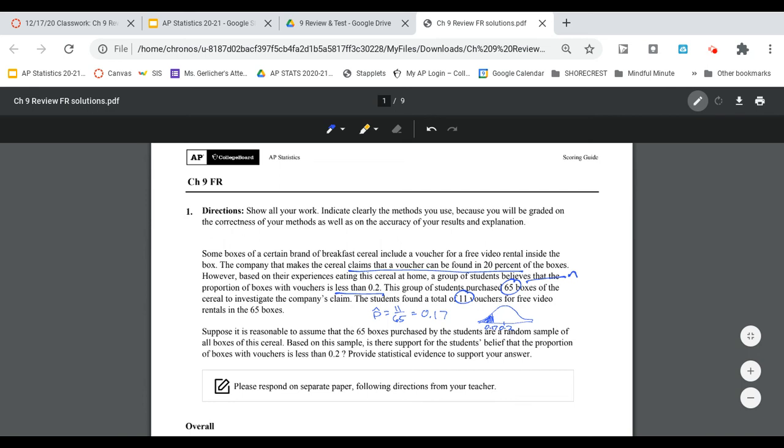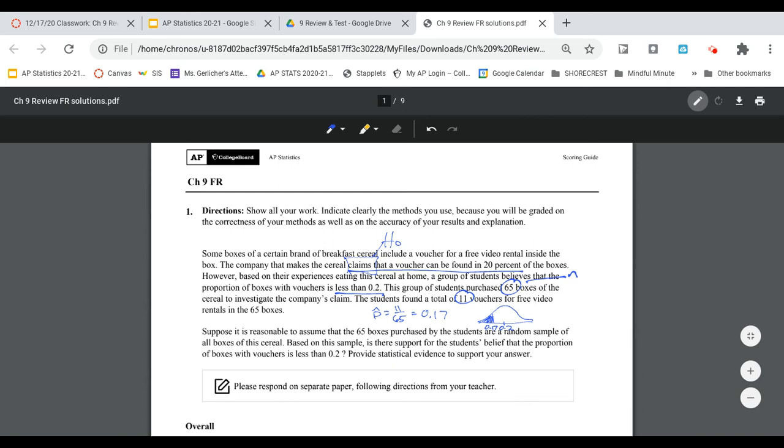Okay, so I just kind of had to read the problem, wrap my head around it. It sounds like the claim, so this is telling you about your H0. That's the null hypothesis we're testing against, testing to see if it's true. Anyway, so that's 20%. They gave us a p hat, 11 out of 65 is 0.17.